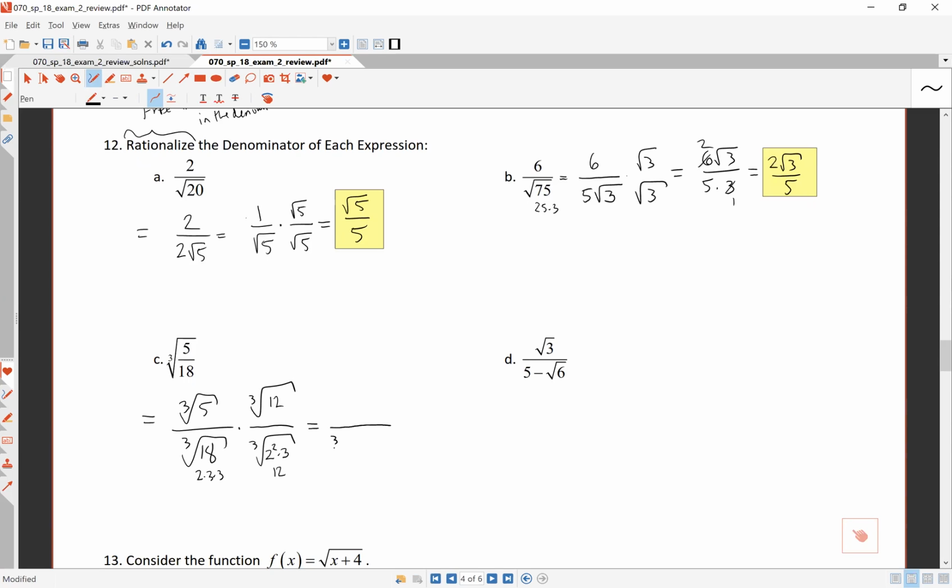In doing that, we ended up with 3 factors of 2, 3 factors of 3, which is going to leave us with a 6. The numerator is cube root of 5 times cube root of 12. That's the cube root of 60 divided by 6.